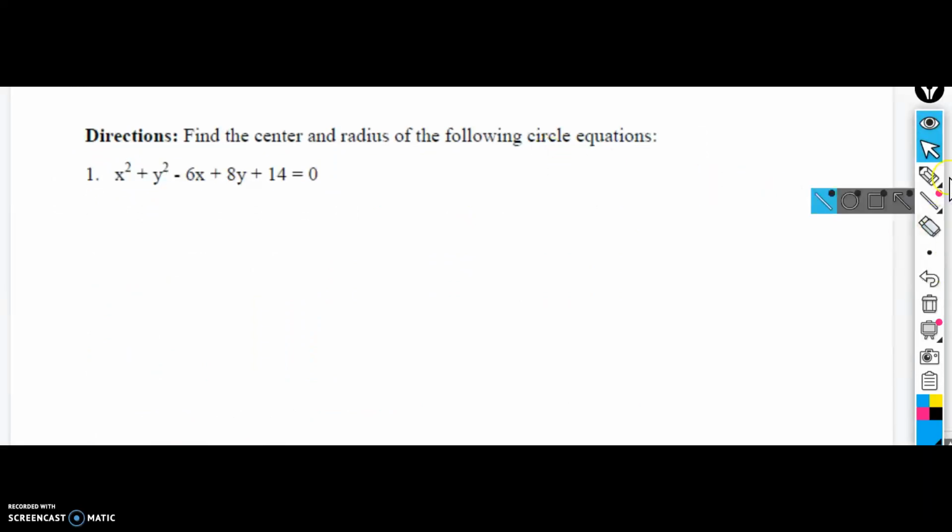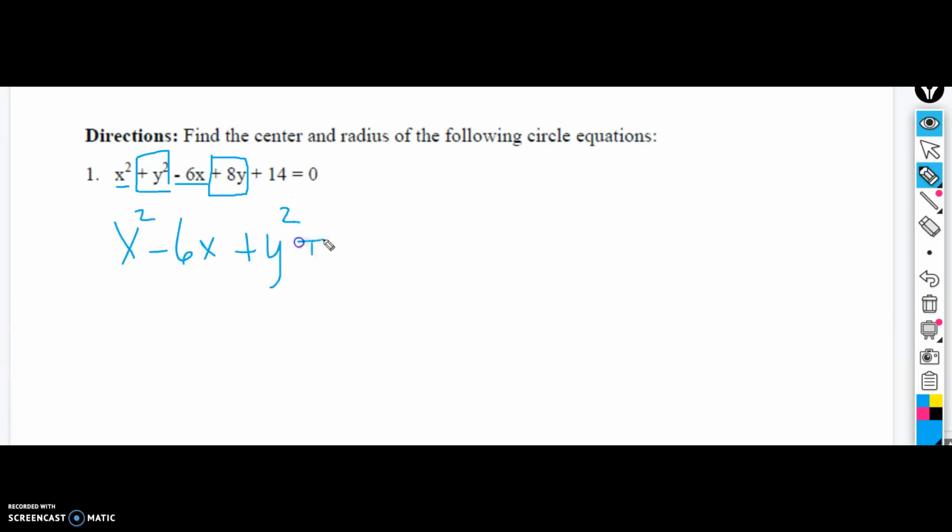So the very first thing that we're going to do, if we get something like this, find the center and radius of the circle equations, I'm going to get something like this, and there's a lot of things going on. The very first thing that I'm going to do is put my x's near my x's and my y's near my y's. So I'm going to rewrite this as x squared minus 6x plus y squared plus 8y, and then I'm just going to leave that plus 14 equals 0 for right now. But my next step is going to be to move that 14 to the other side of that equal sign.